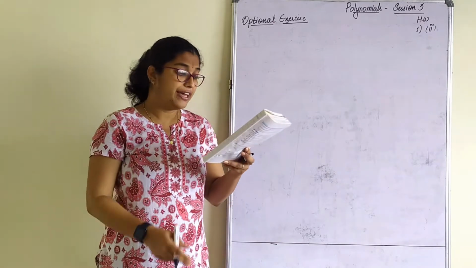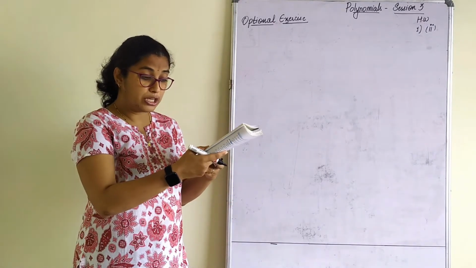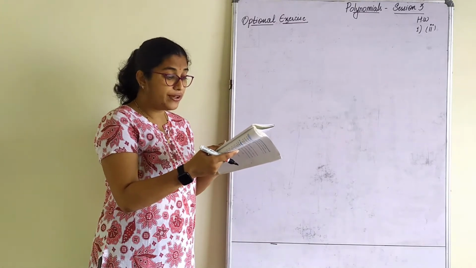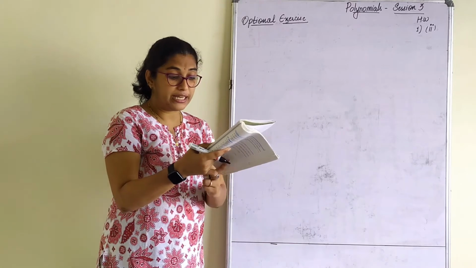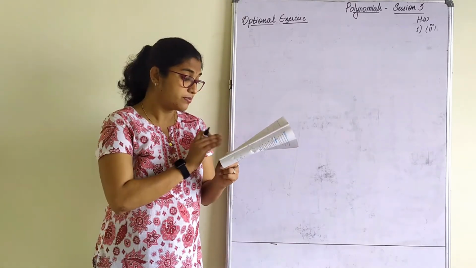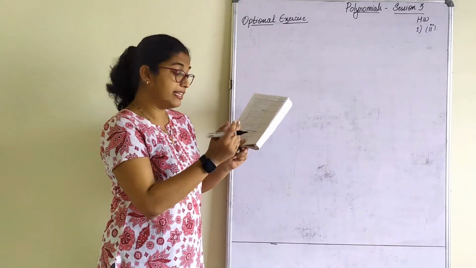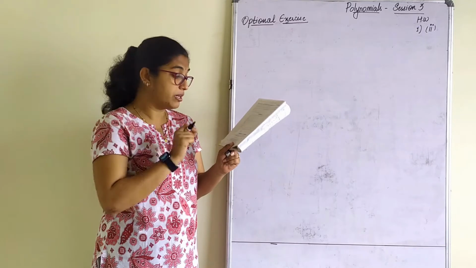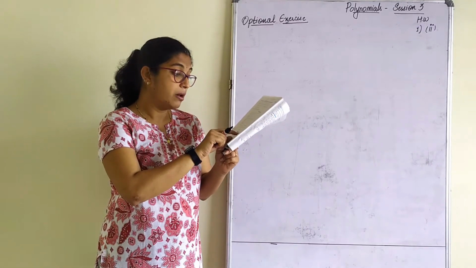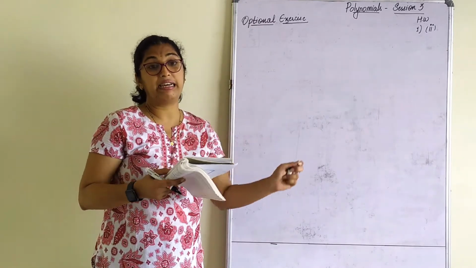First one: verify that the numbers given alongside the cubic polynomials below are the zeros. Also verify the relationship between the zeros and coefficients in each case. Now beside the cubic polynomial, a few numbers are given: half, 1 and -2 are their zeros. We need to verify that they are the zeros.